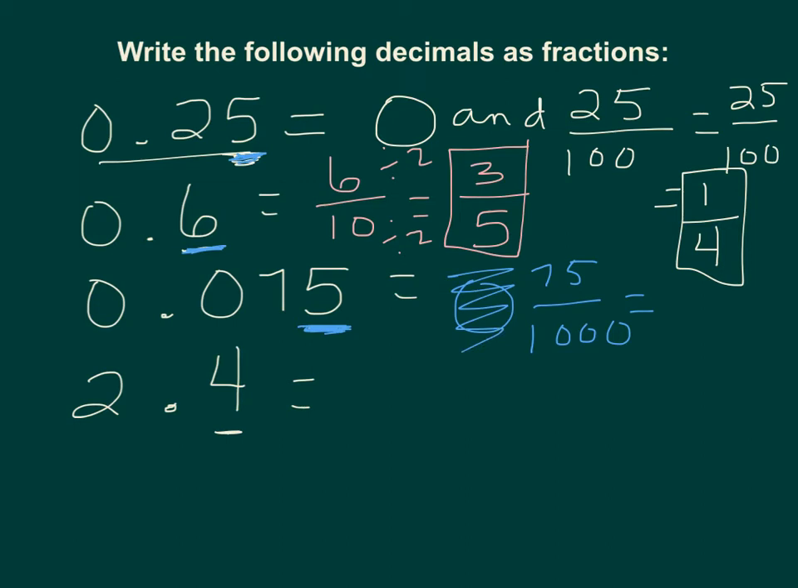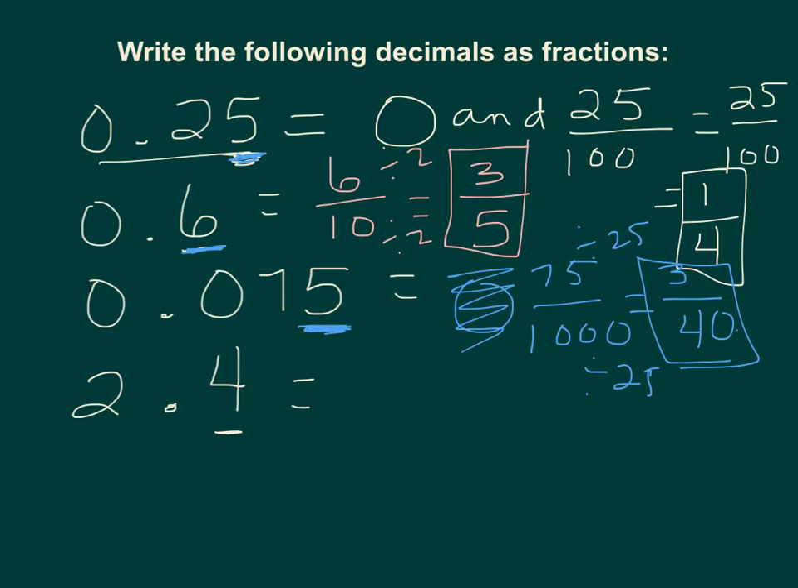We can divide both of these by 25. 75 divided by 25 is 3. 100 divided by 25 is 50, and we end up with 3/50. Oops, no we don't. That is a mistake. 75 divided by 25 is 3. 1,000 divided by 25 is 40. Silly me. So it's 3/40. 0.075 is equivalent to 3/40.